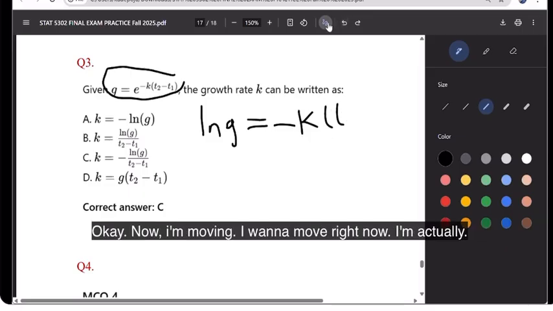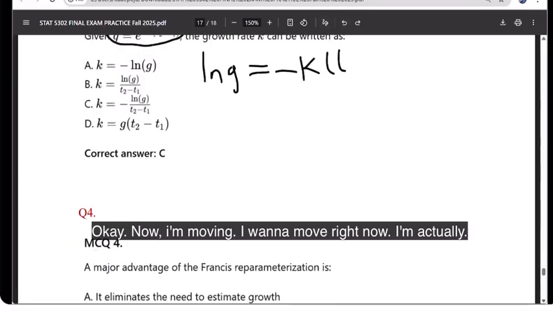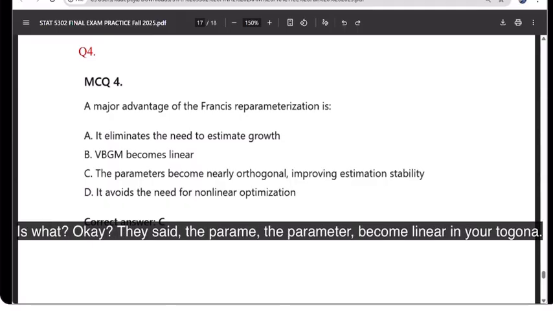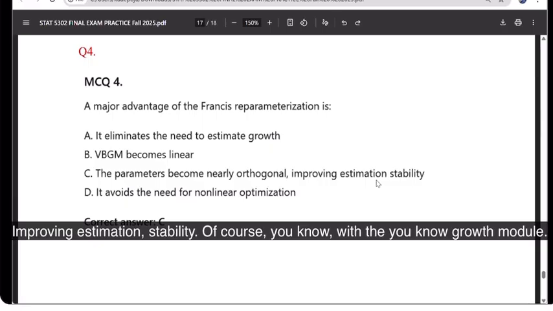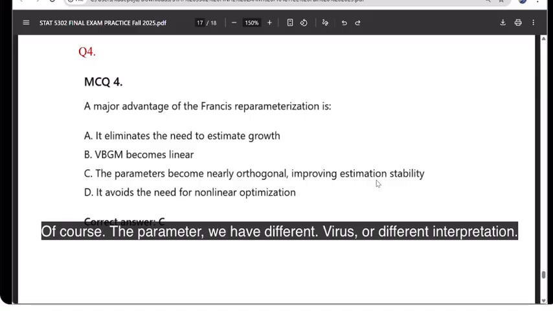Okay, now I want to move on. Look at that. A major advantage of the Francis reparameterization is what? They said the parameters become linearly orthogonal, improving estimation stability. Of course, with the Von Bertalanffy growth model, you saw that when you use a different data set, the parameters have different values or different interpretations.